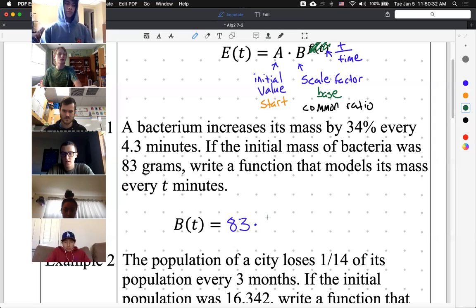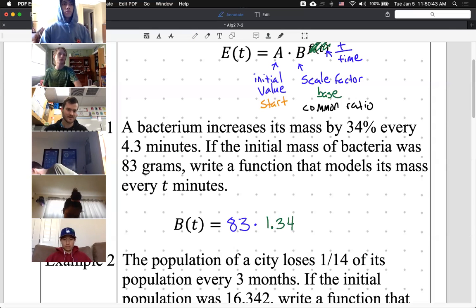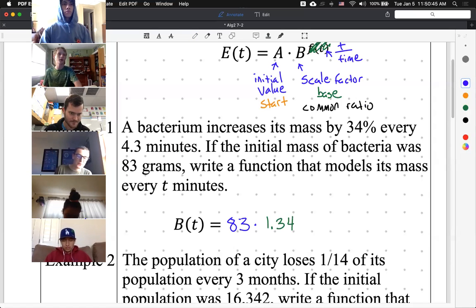To get a decimal from a percent, you have to add the 1 and then divide by 100.